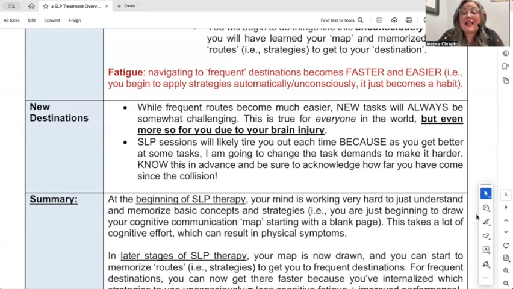client's skill level. SLP sessions will likely tire you out each time because as you get better in some tasks, your SLP is going to change the task demands. For example, adding more background noise or adding visual distractions. But just because it remains hard does not mean you are regressing. It does not mean you're not getting better. In fact, it means the opposite. You are getting better, so the task has to get more challenging to take you to the next level.